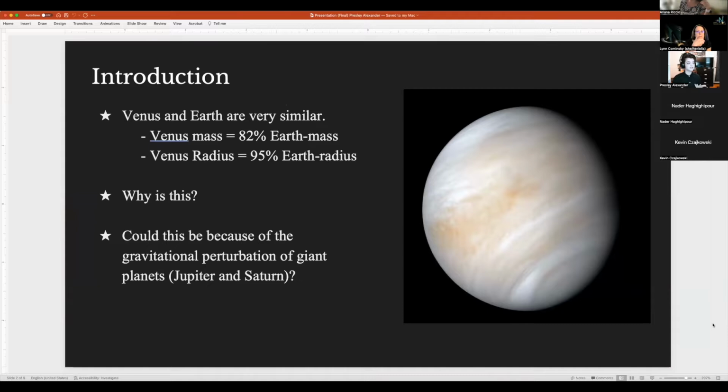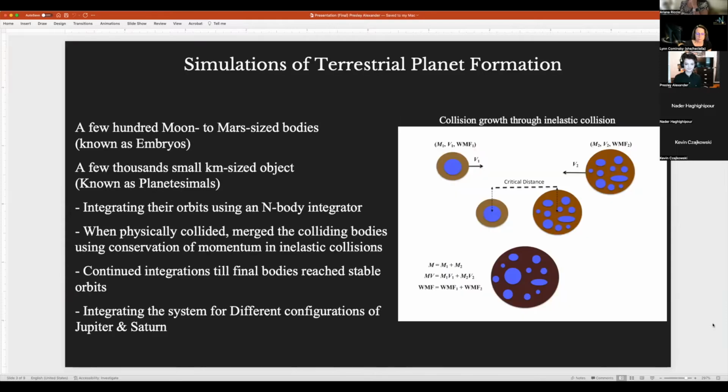Venus and Earth are very, very similar. We can see that on the slide: the mass is 82% of Earth's mass, and the radius is 95% of Earth's radius. So Venus is basically the same size and shape as Earth, which is very interesting. We wanted to research why this is, and could this be because of the gravitational perturbation of the giant planets, such as Jupiter and Saturn? Go ahead and go to the next slide.